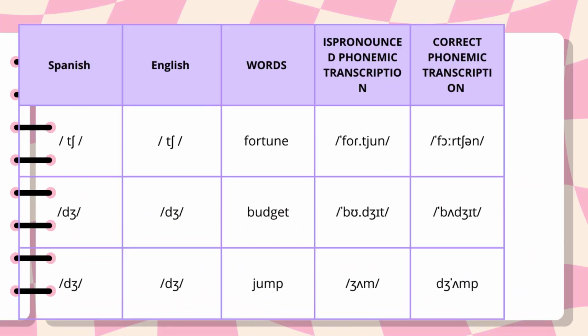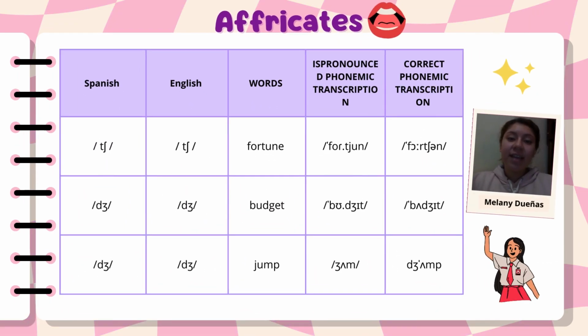Affricate sounds are consonants that begin as a stop and end in a fricative. This means the sound starts with a complete obstruction of airflow like a stop and then is partially released, creating friction like a fricative. For example, fortune might be mispronounced. However, the correct pronunciation is fortune.